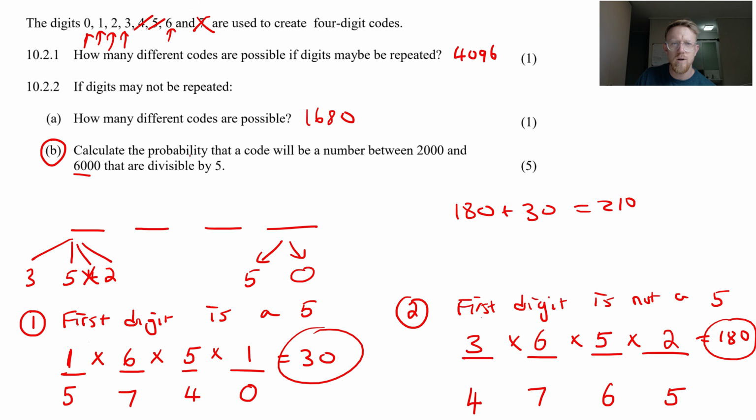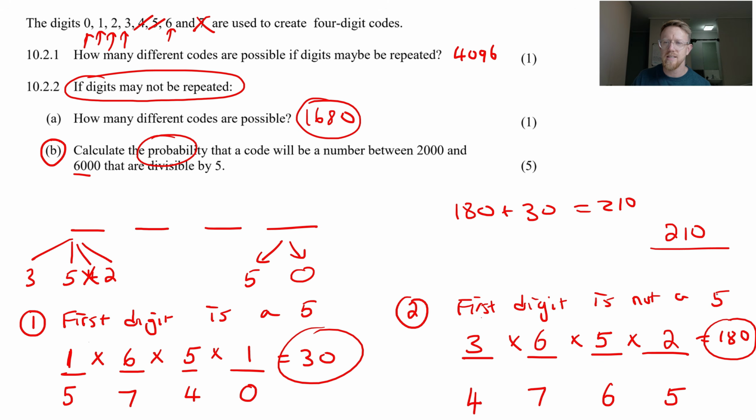So then they said, what is the probability? So we say 210 divided by the total. Some of you might be saying, Kev, why don't we choose this one? Because we want to operate within this restriction here where they said that digits may not be repeated. And so there's a total of 1,680 of those that can be made. And so if you type this in the calculator, it's 1/8.